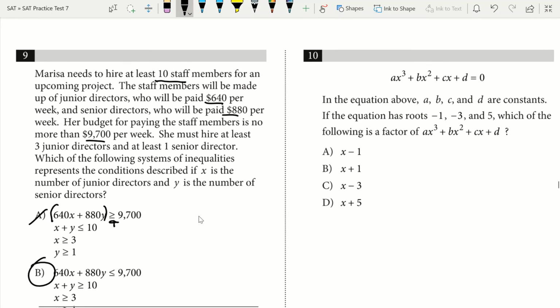In the equation above, a, b, c, and d are constants. If the equation has roots -1, -3, and 5, which of the following is a factor of the equation that we're given, right? Well, if our root is -1, then we would have x plus 1 as a factor. So our answer is going to be B.